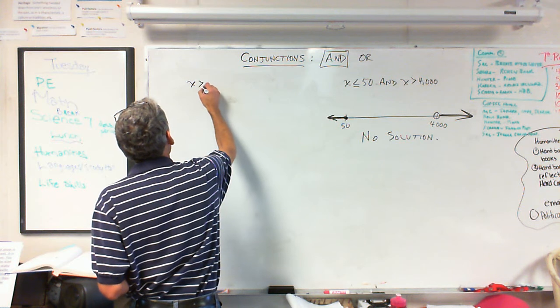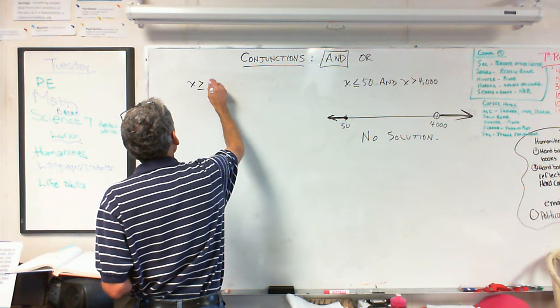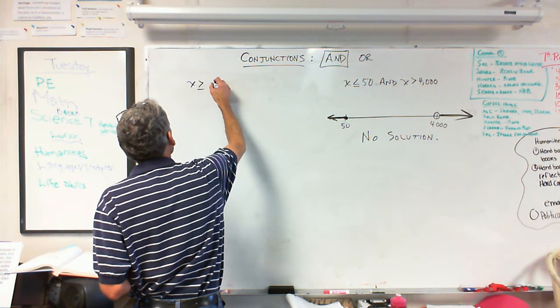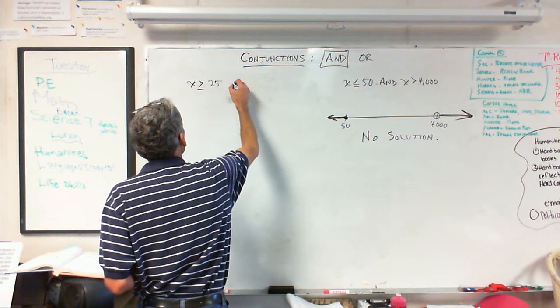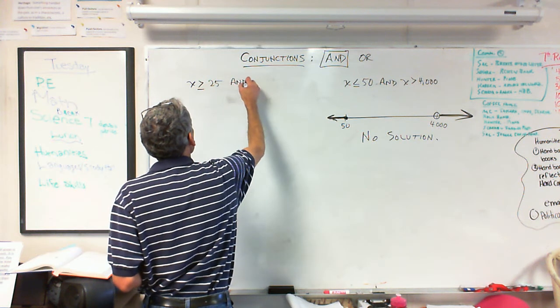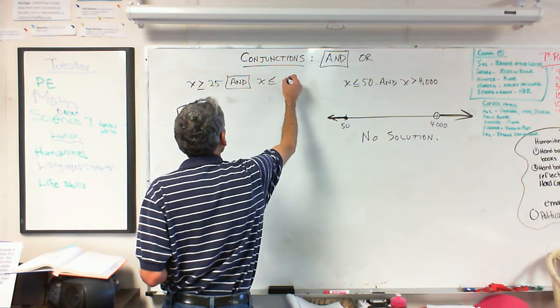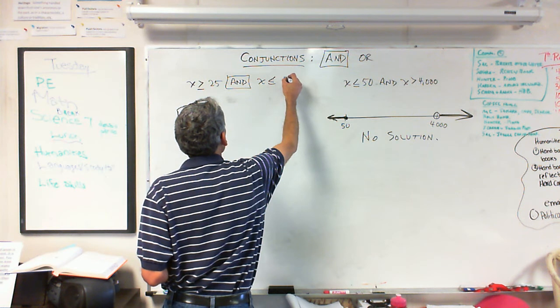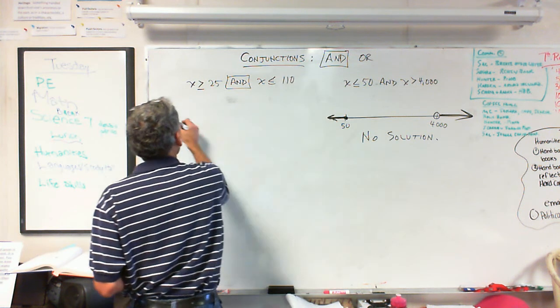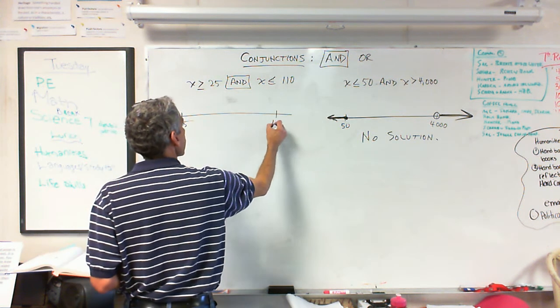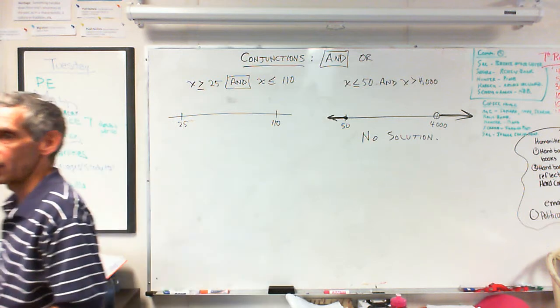X is greater than or equal to 25, and X is less than or equal to 110. So here's 25, here's 110. Hunter, help me.